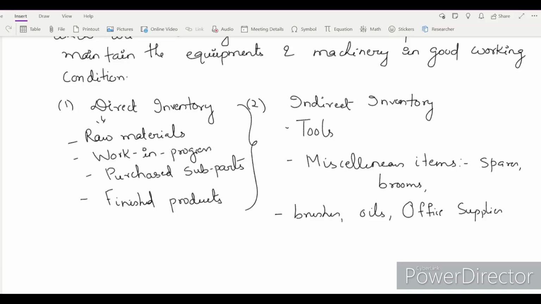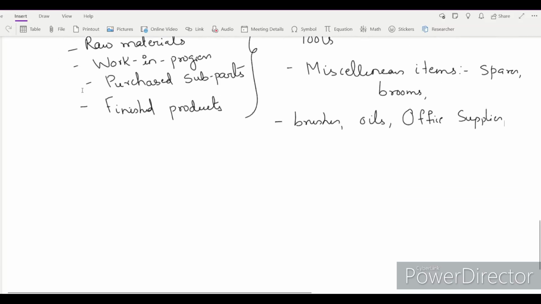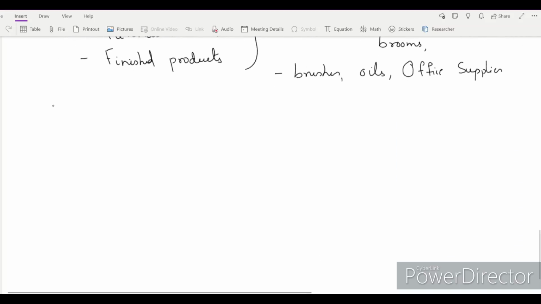Okay. So then before that, we will go for the inventory control. These are the inventory. But I have told you that inventories should be controlled. So this is your inventory control.